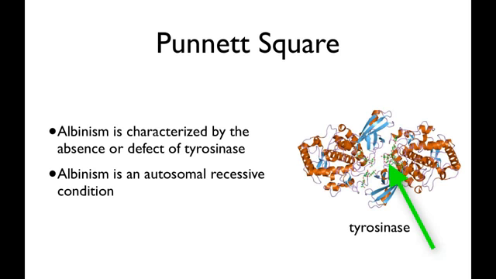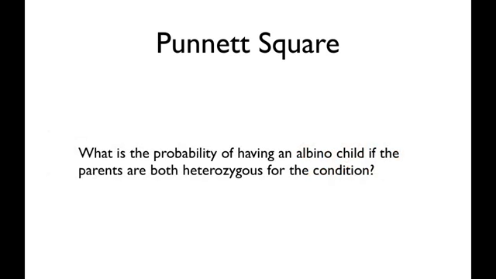Albinism is an autosomal recessive condition, which means that you must inherit one copy of the recessive allele from each parent in order to actually be an albino. So here's a typical problem. What is the probability of having an albino child if the parents are both heterozygous for the condition?